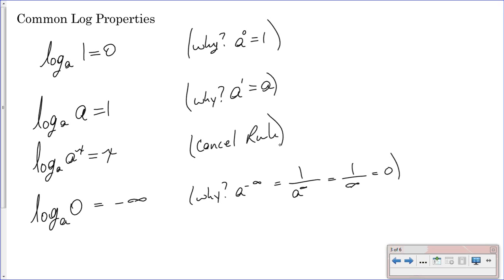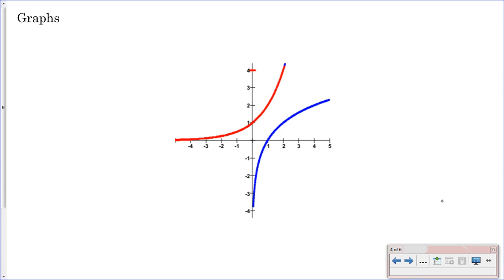So these are 4 common log properties that you're going to need to remember. So make sure you write these down and commit these to memory because you're going to need to know these. Alright, now let's move on to some graphs.